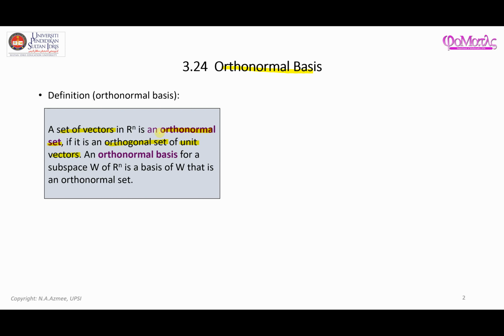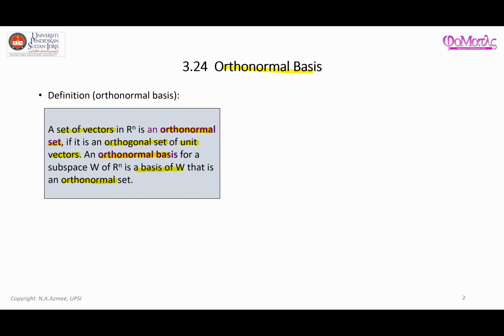So in order to be an orthonormal set, the set of vectors here has to be not just orthogonal, but also unit vectors. And then here is another definition related to orthonormal basis. An orthonormal basis must be a basis of subspace W, so that is one condition, and it also must be orthonormal. So how can I visualize these two ideas using a diagram?